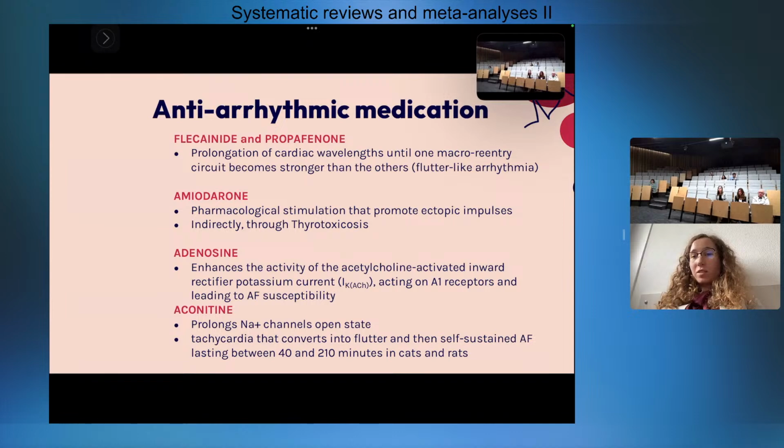Other medications, even antiarrhythmic medications that are used for preventing ventricular tachycardia and extrasystoles, like amiodarone or adenosine, can cause atrial fibrillation through direct mechanisms or indirect mechanisms, like thyrotoxicosis. And this is due to the blocking of the potassium channels and other ionic mechanisms.